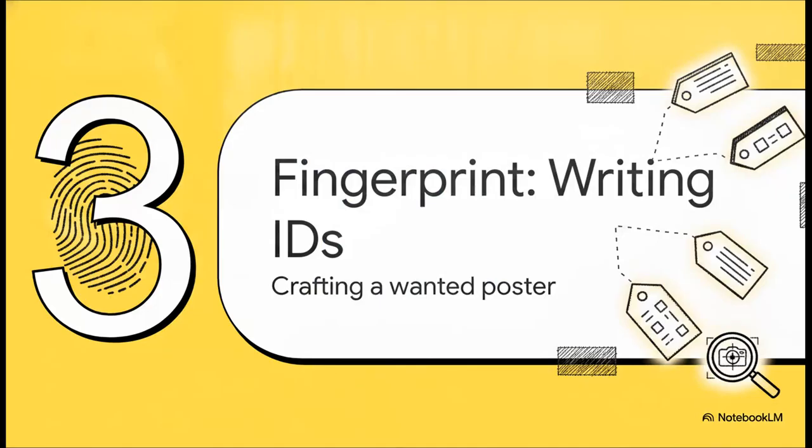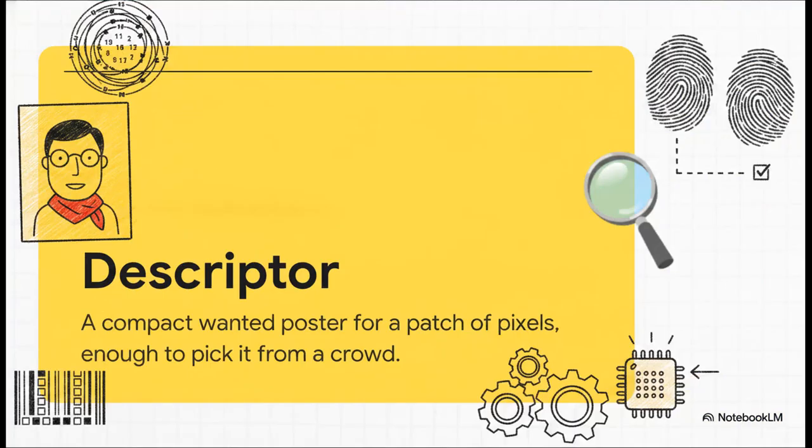Moving right along to section 3, fingerprint, writing the code. We are crafting the wanted poster. So we found our highly unique pixel, but just finding it isn't quite enough. We have to give it a totally recognizable identity so we can reliably spot it in a completely different photograph later on. Enter the descriptor.